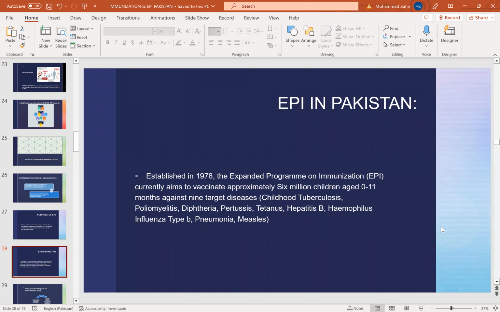EPI in Pakistan. Established in 1978, EPI currently aims to vaccinate approximately 6 million children aged 0 to 11 months against 9 targeted diseases, which include childhood tuberculosis, poliomyelitis, diphtheria, pertussis, tetanus, hepatitis B, Haemophilus influenzae type B, pneumonia, and measles.